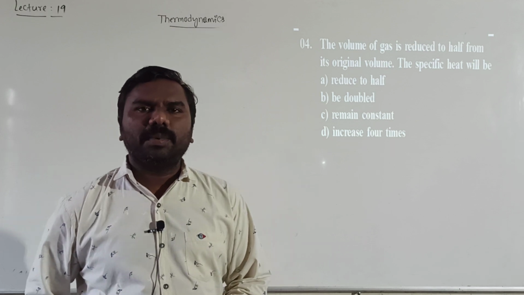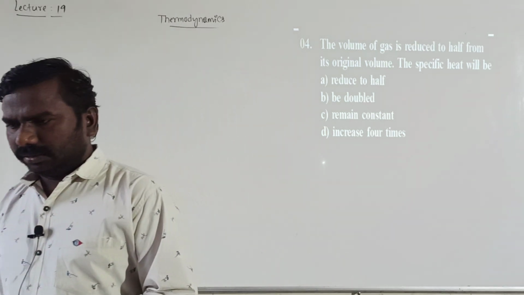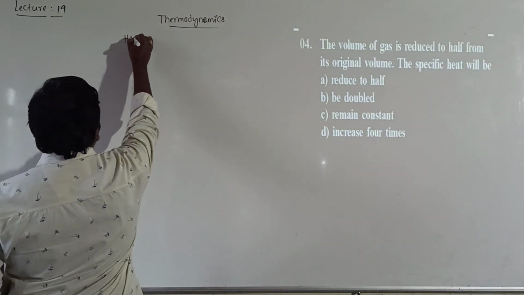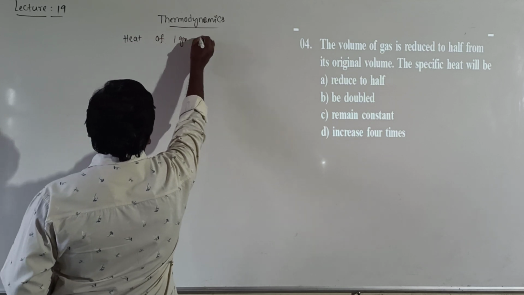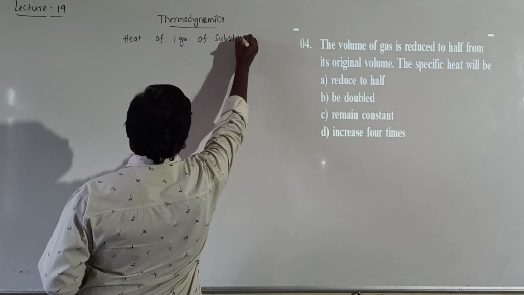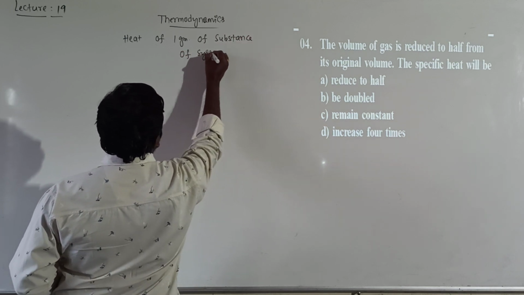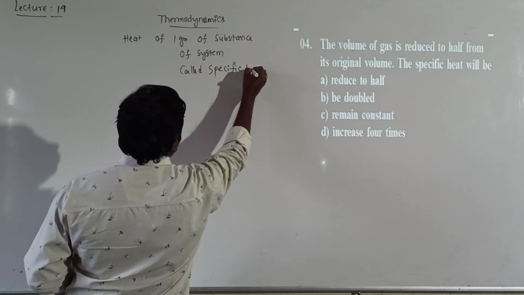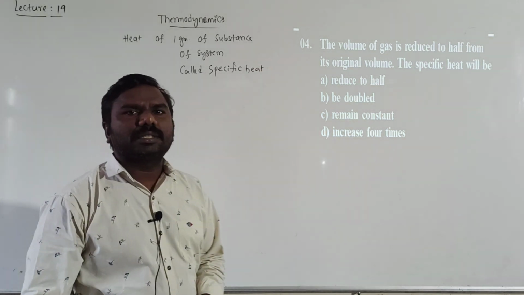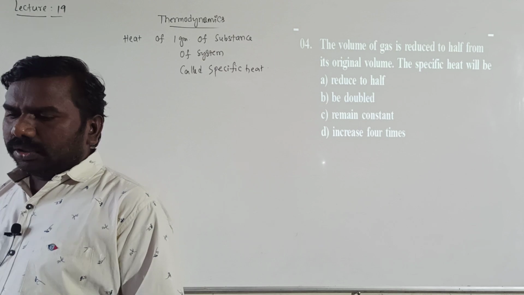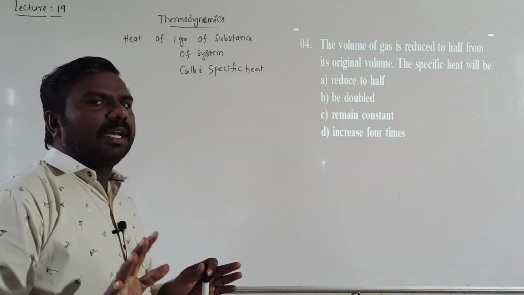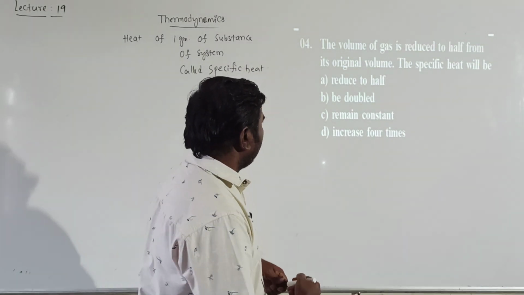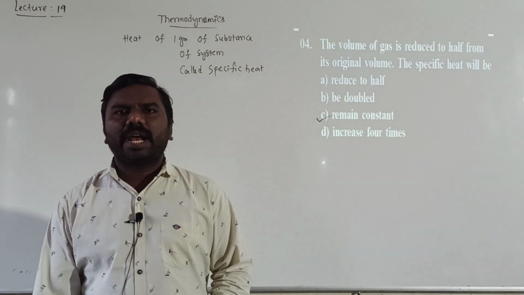The specific heat will be... specific heat is the heat of 1 gram of a substance or system, called specific heat. It is constant, it means it is a fixed value. That's why if volume is reduced to half, it will not change. That's why it remains constant. Option C correct.